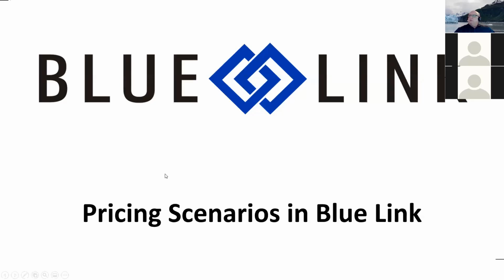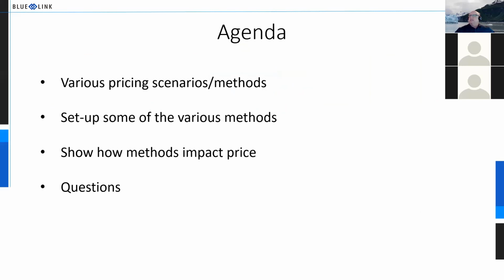What we're going to talk about today, like Sam said, is pricing scenarios. There are a number of different prices and methods in Blue Link that can be set up and used. We're going to show you how to set up some of those different methods in the system, and how they impact the price on the sales order.